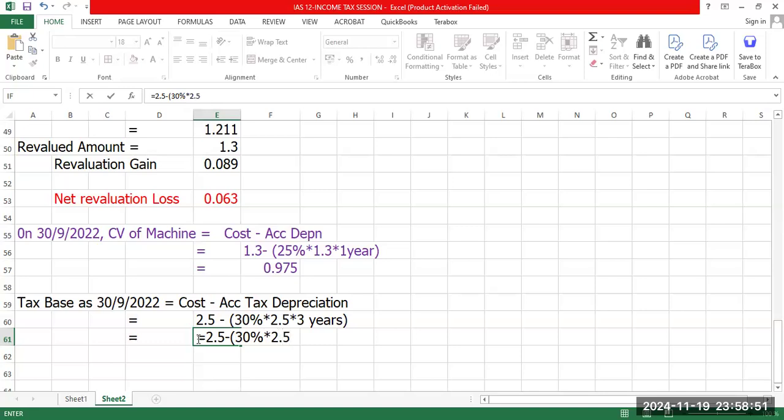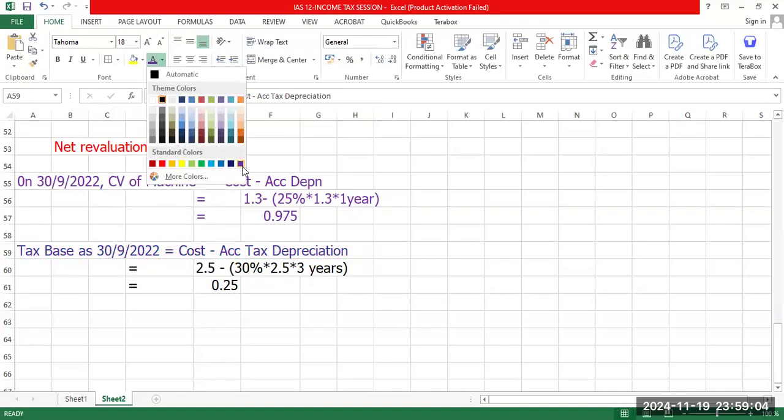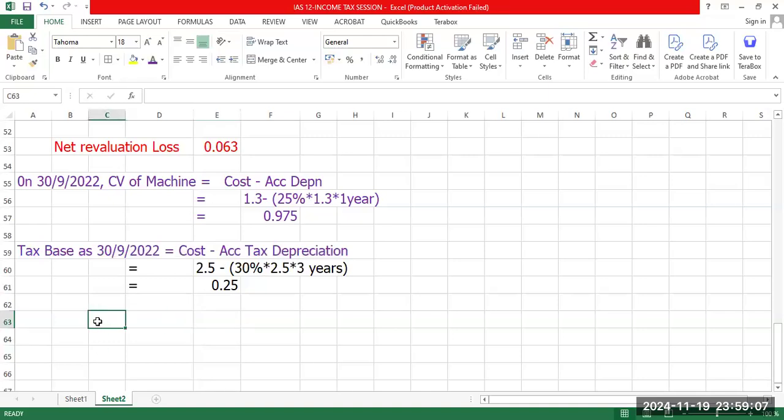The answer is 0.25. Okay. So, this is your carrying value. You have the tax base. The question is, do you have a taxable difference or a deductible difference? Taxable difference. Taxable temporary difference.